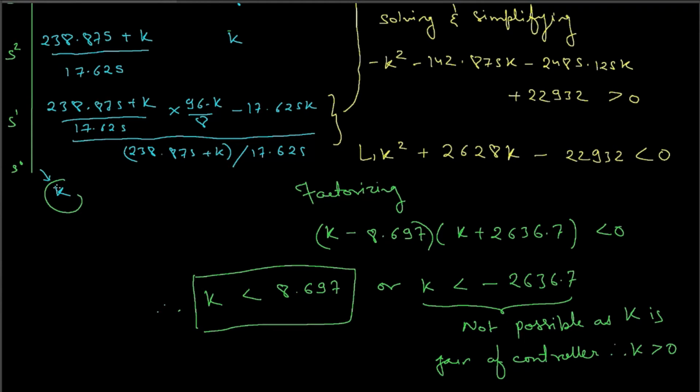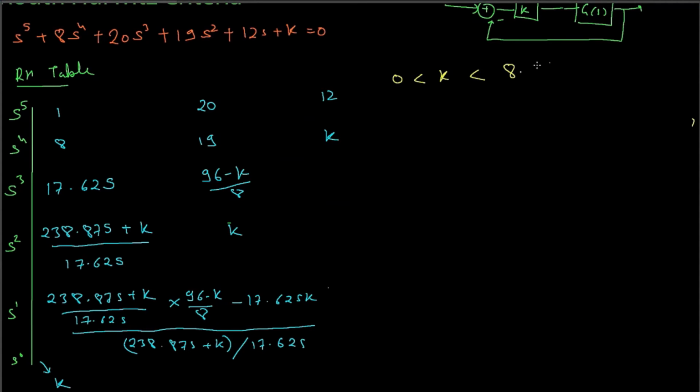Now for the third element, that is only k. For this element to be positive, k should be greater than 0. So here we get the range of our k, where k should be a value between 0 and 8.697 for the system to be stable.